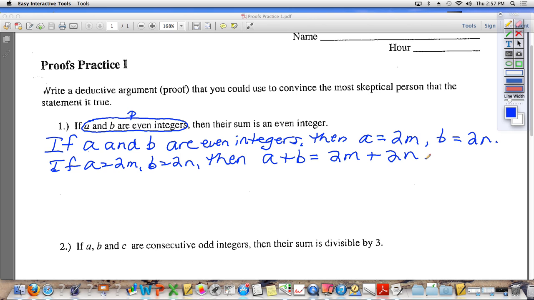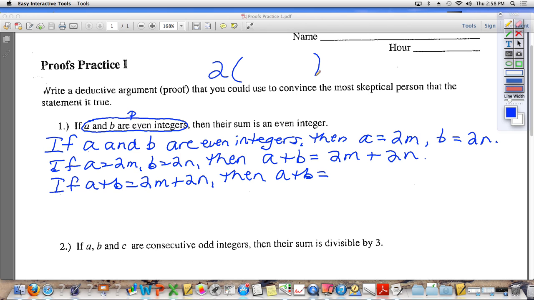I actually have to write it out. How do I start off my next statement? If A plus B equals 2m plus 2n, then A plus B equals. I keep saying that same thing over and over, which I know is the part that you are not going to like about these. Don't shoot the messenger, you guys. All right, we're trying to show that their sum is even. Even means that it can be written as 2 times something. We talked about that earlier. Even means 2 times something.